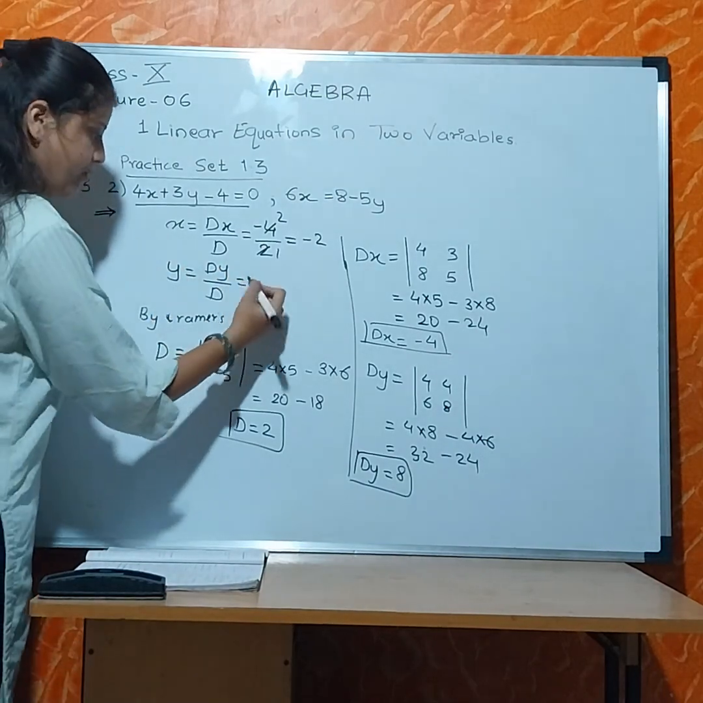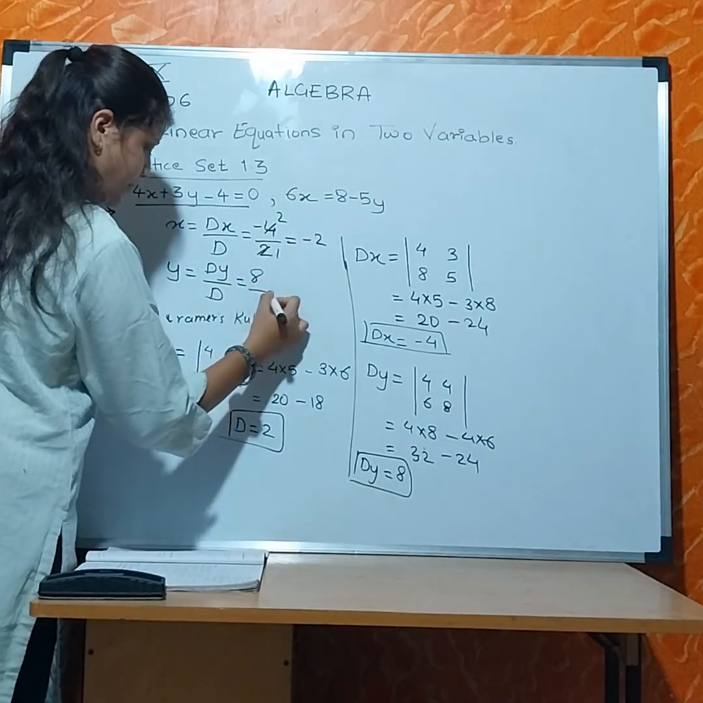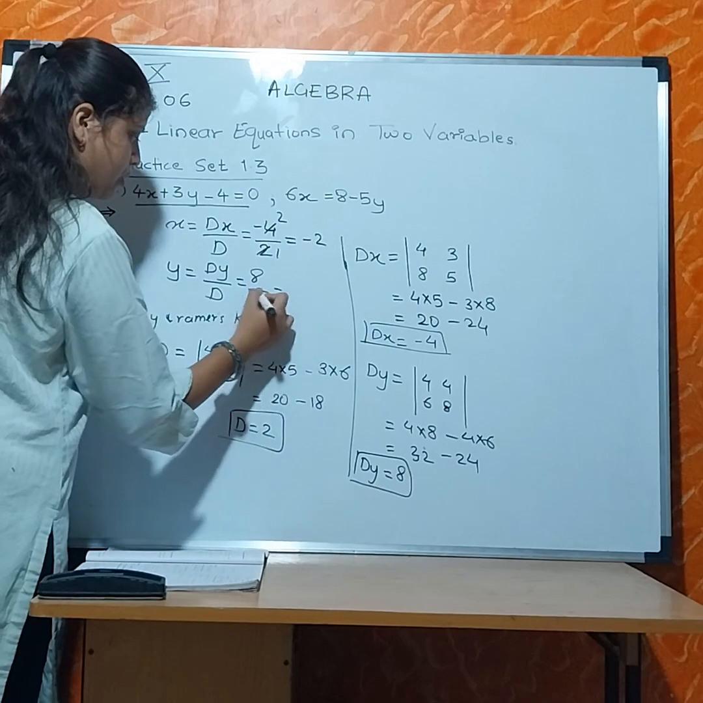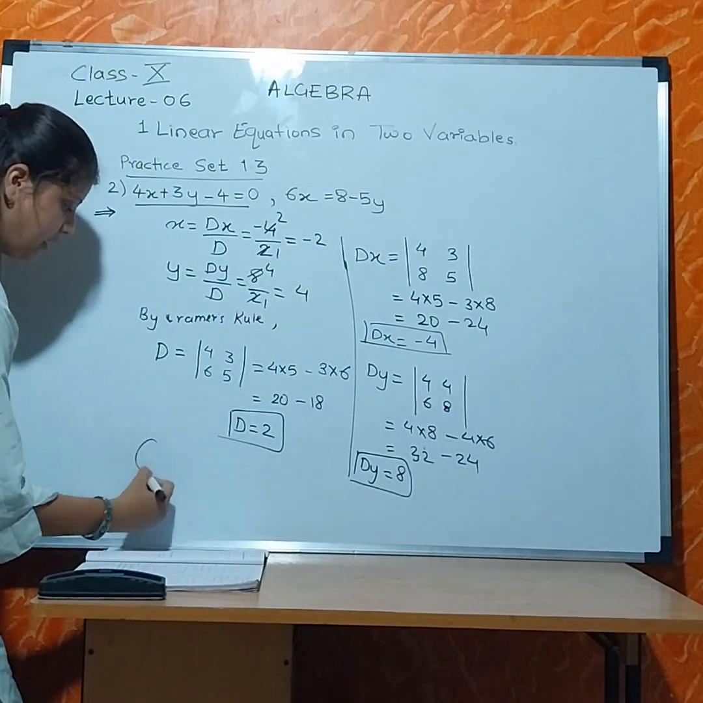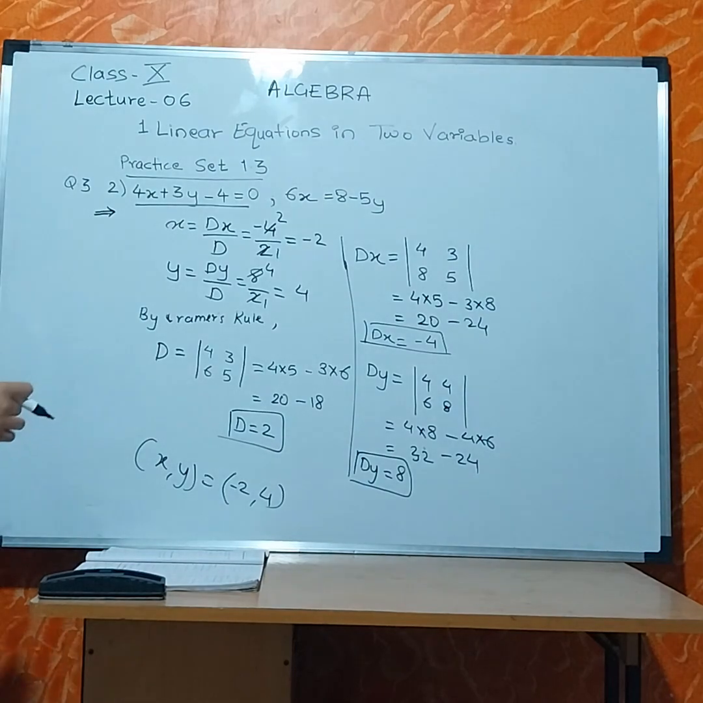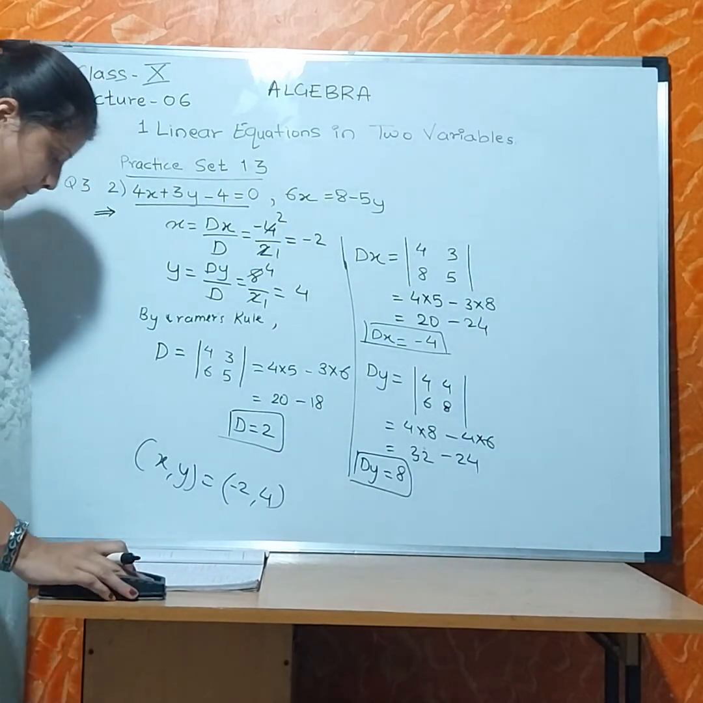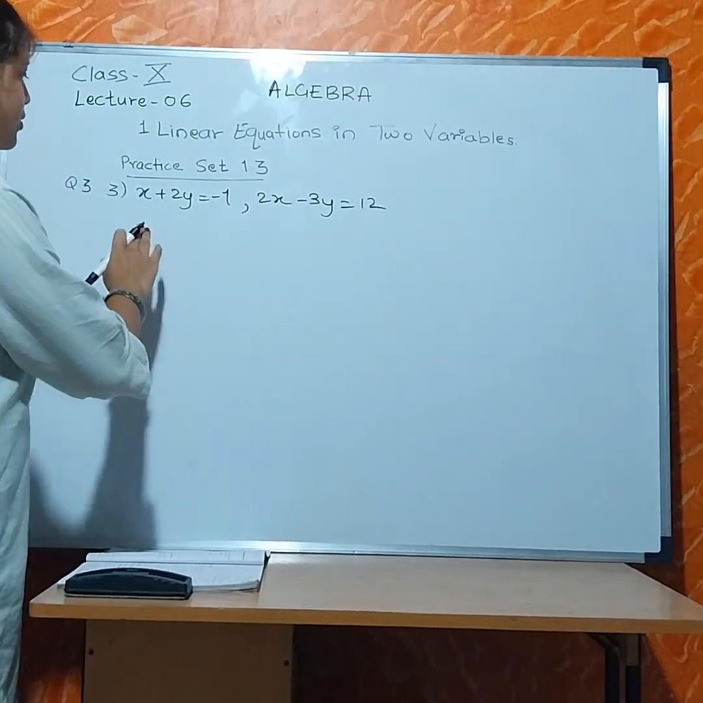And dy upon d, what is dy? 8 upon d is 2. So which is 4. So we got the answer x is 4. Understood? Question number 3. So what are the equations?